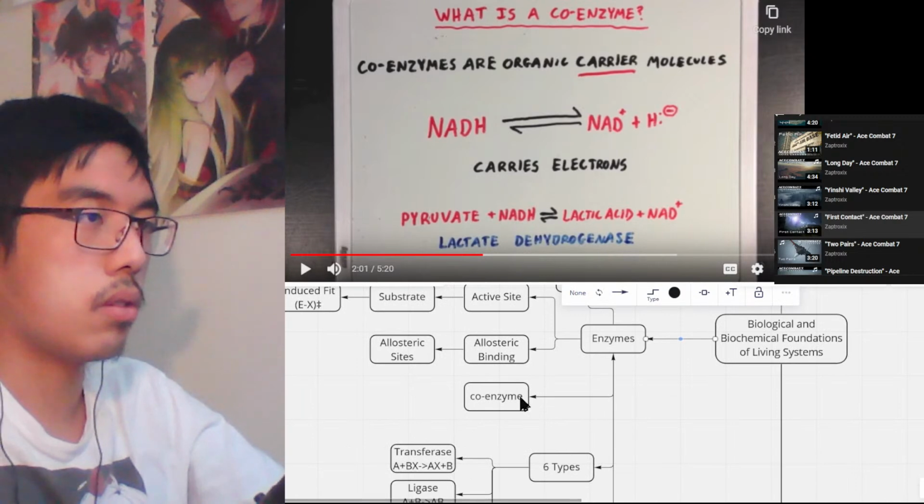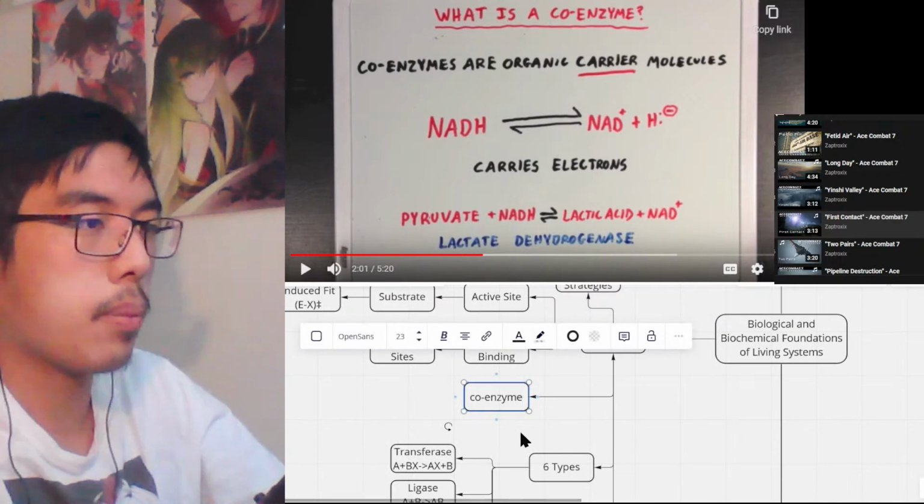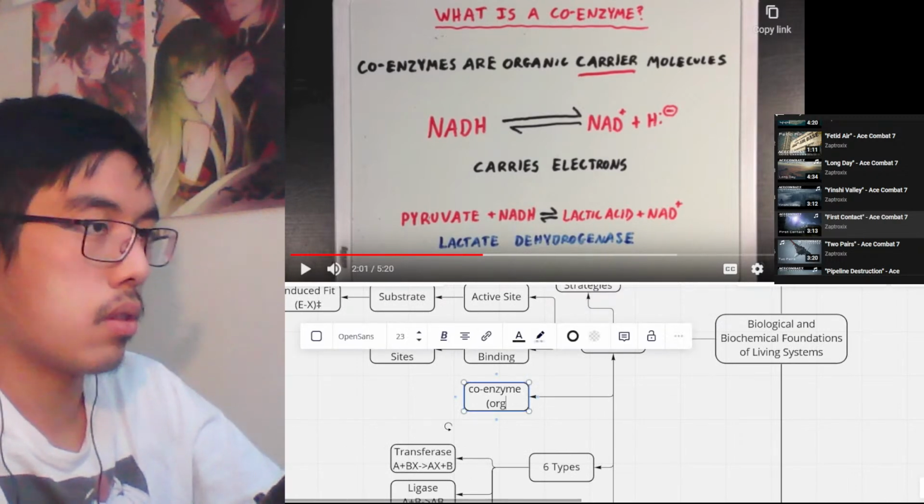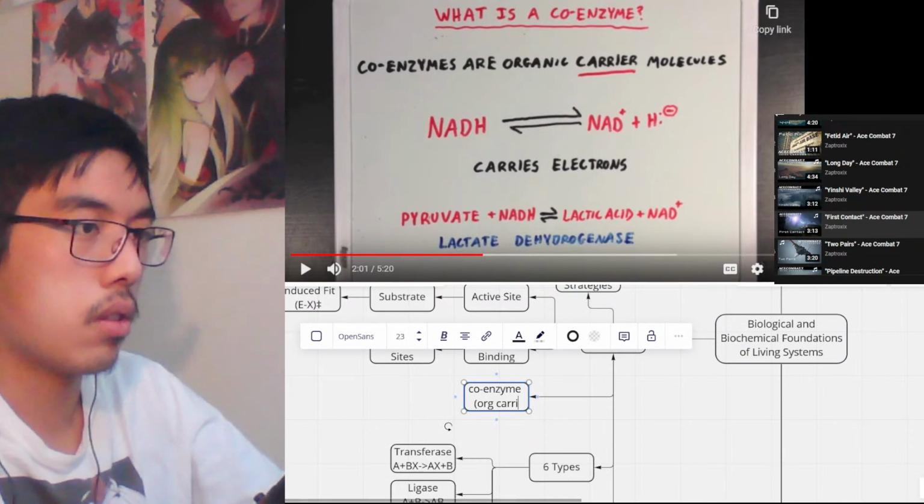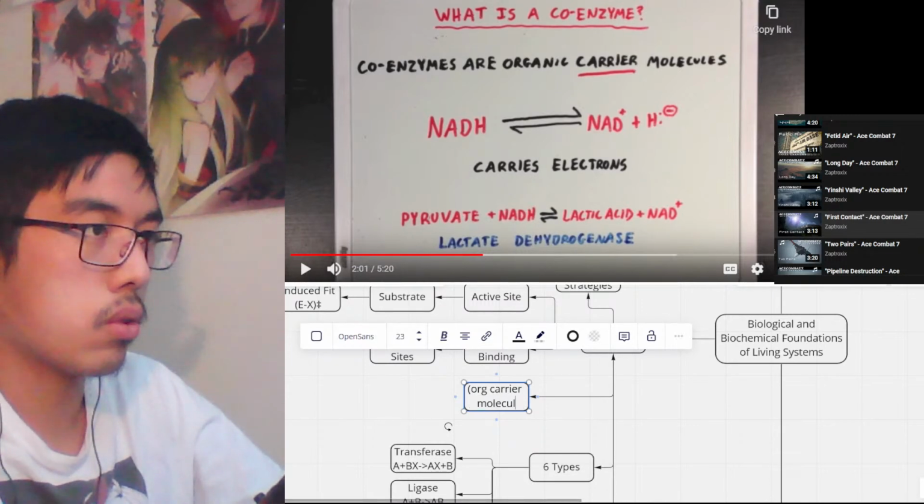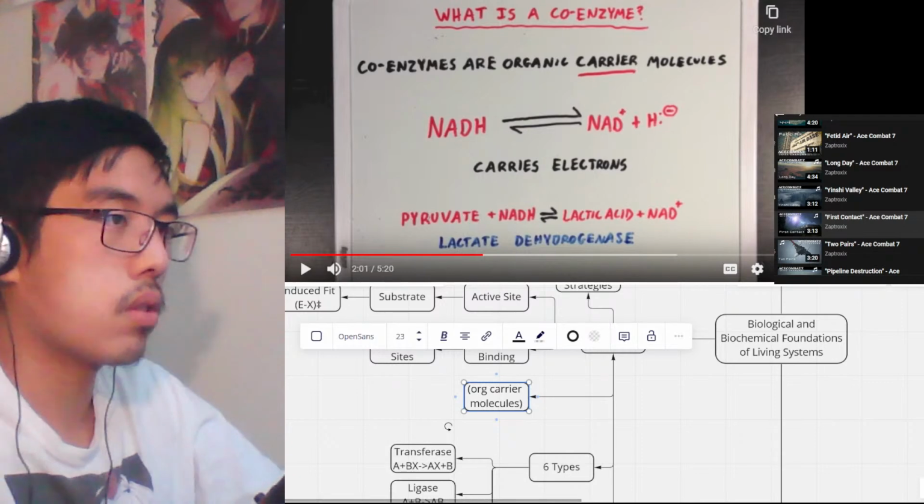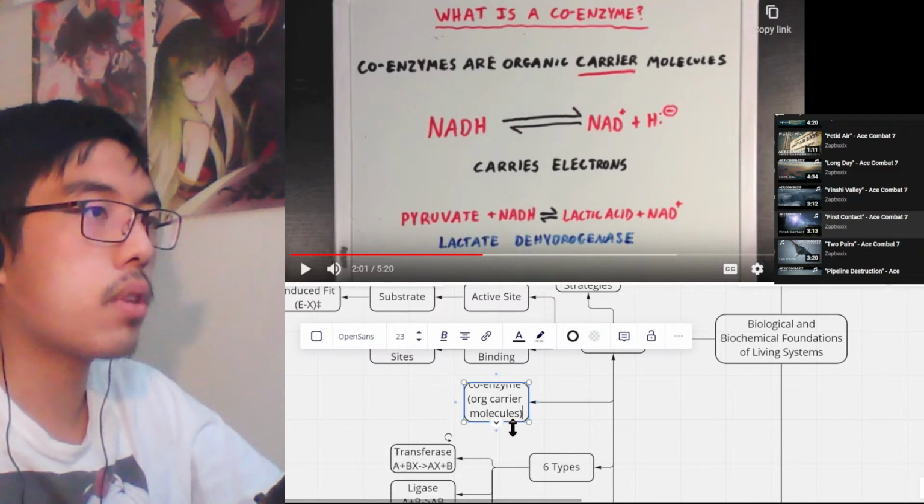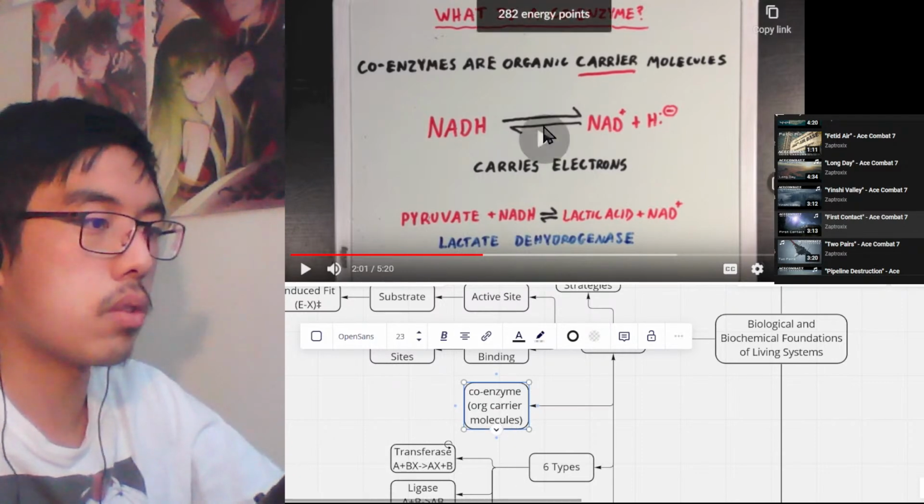Okay, so if I look at this map, I'm not going to remember organic carrier molecules. Not going to remember that if I don't write it down, so let's do that.